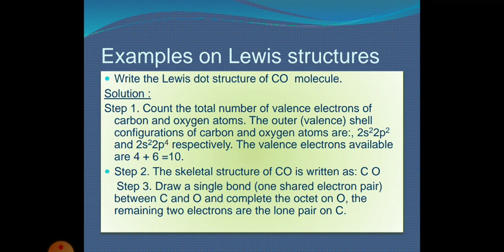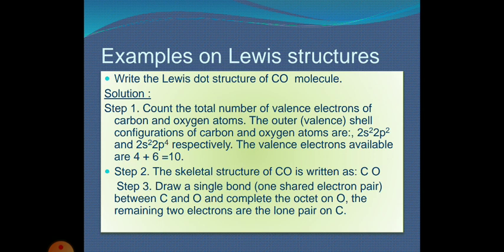Step number 1, count the total number of valence electrons of the carbon and oxygen atoms, that is the central atom carbon as well as the oxygen atom. The outer valence shell configurations of carbon and oxygen atoms are 2s2 2p2 and 2s2 2p4 respectively. The valence electrons available are 4 plus 6, so the total number of electrons becomes 10. This is step 1. We have to first count the total number of valence electrons of carbon and oxygen atoms.